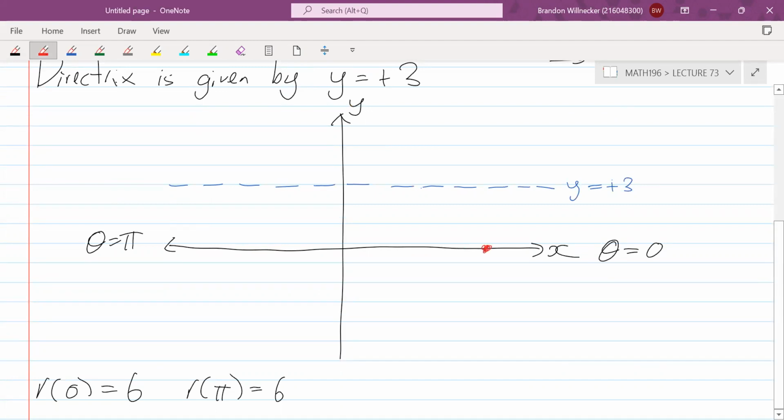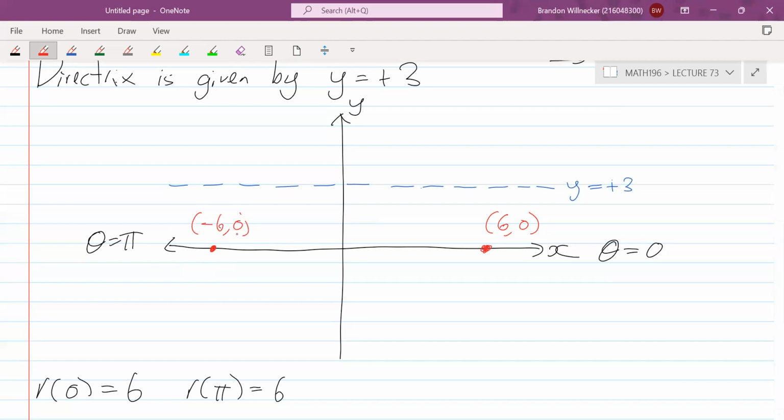So at theta 0, radius 6, we're going to have an x-intercept. So let's say that's somewhere over here. So that is x is 6, y is 0 in Cartesian coordinates. Then the same thing on the other side. When theta is pi, we're on the flip side, radius of 6, so we're 6 units out. So in Cartesian coordinates, this is going to be -6 and 0. Okay, so we've got the two x-intercepts.